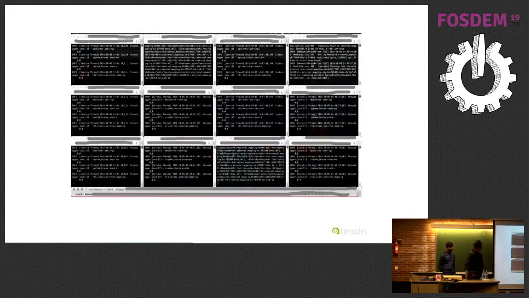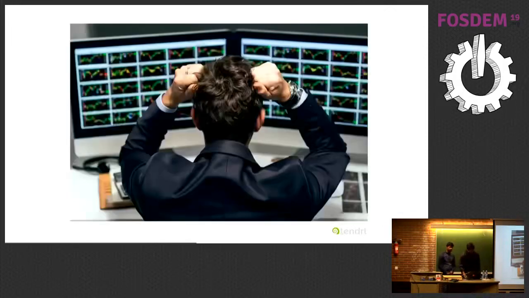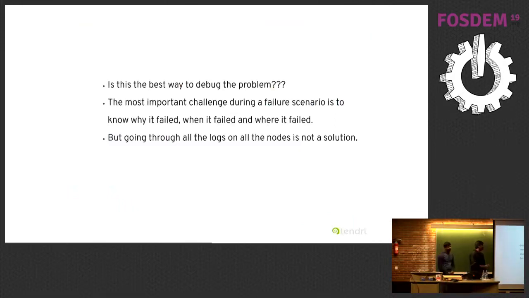But then we end up with this, opening multiple terminals on each node and trying to debug where the problem exactly occurred. And we will end up with this again. So is this really the best way to debug the problem, going through the logs on all the nodes? The main challenge that we face in a failure scenario is to know why the system failed and where it failed and when did it fail. But going through the logs is not a good solution.